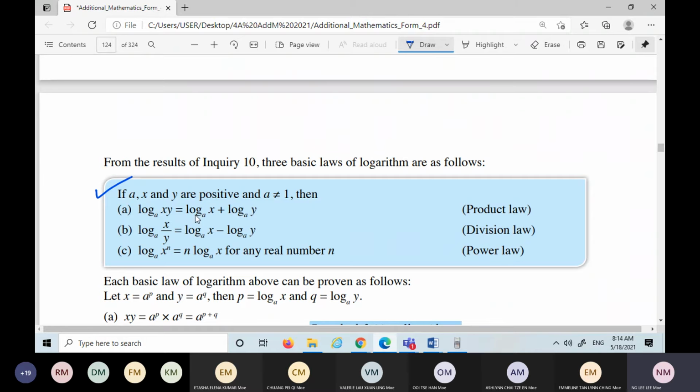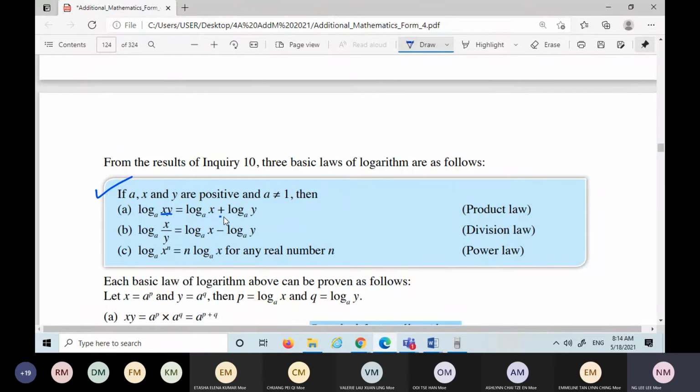Look at the product law. Why you call it the product law is because here this is x times y. For this you can write it this way, break it into 2 logs with the same base.